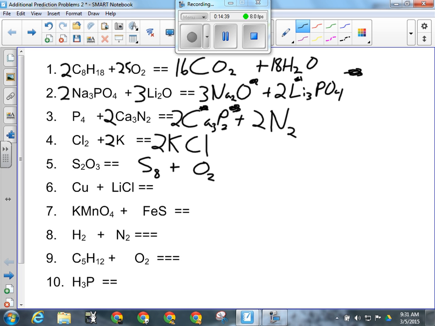Now, I got to balance the sulfur first because it's present in the largest number. Okay, so I need to make 8 of them over here. So what do I need to put? 4. Yeah, and that gives me how many oxygen? 12.